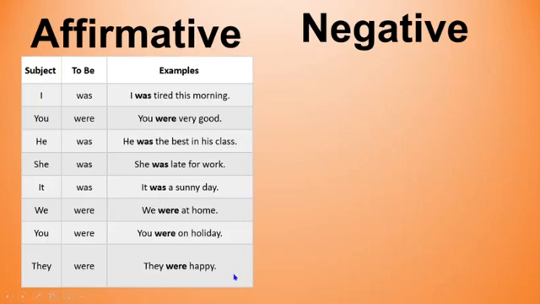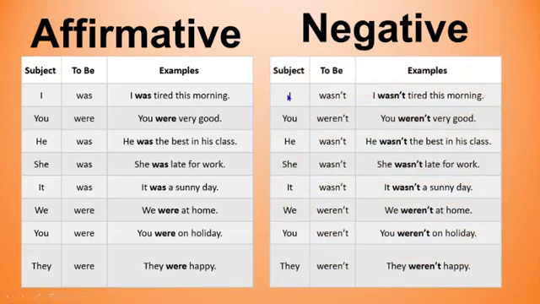Now, in negative, you have your subject pronouns again. I, you, he, she, it, we, you, and they, plus the verb to be, but in negative. Wasn't, weren't, wasn't, weren't, wasn't, weren't, and weren't.